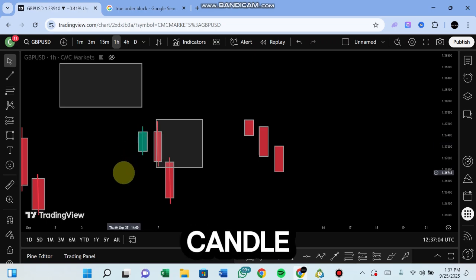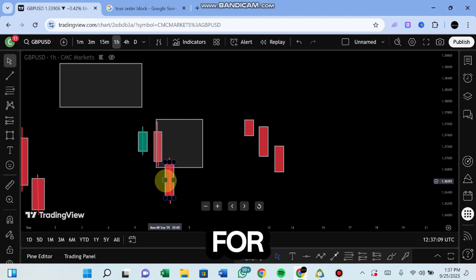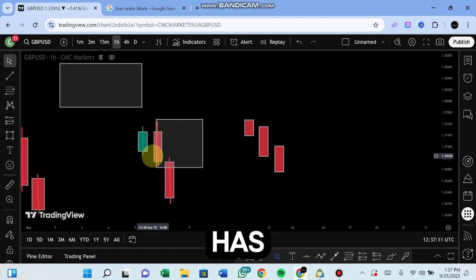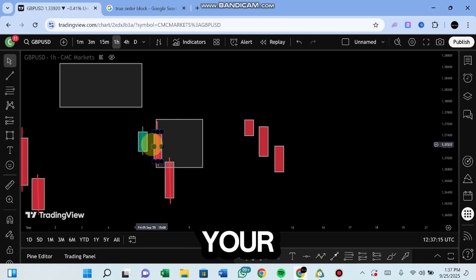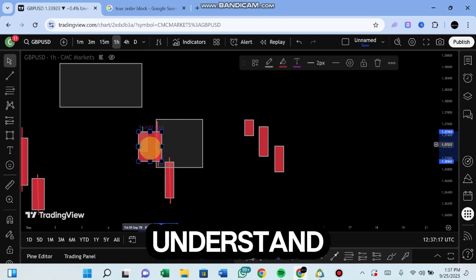So as you can see, the candlestick color does not matter. When you see large transactions, all you need to do is look for that candlestick that has cleared up liquidity. It is that candlestick that is your order block. I don't know if you understand me.